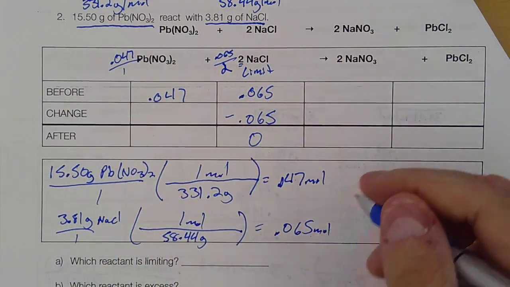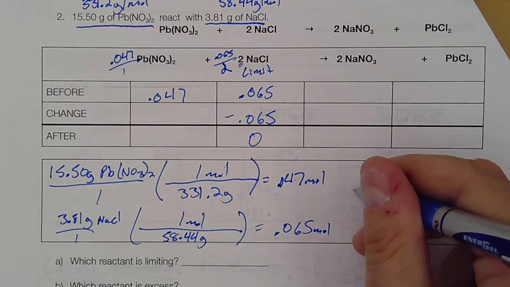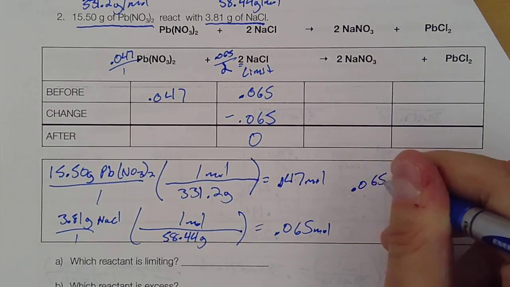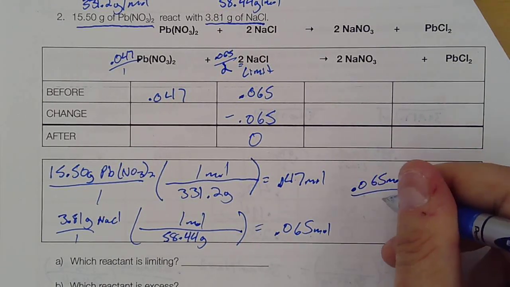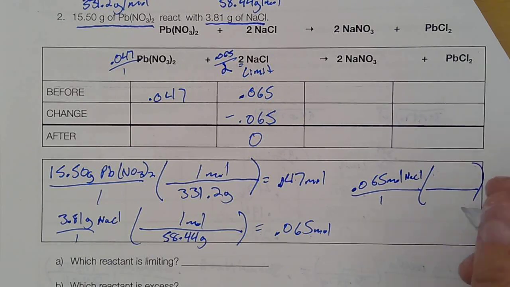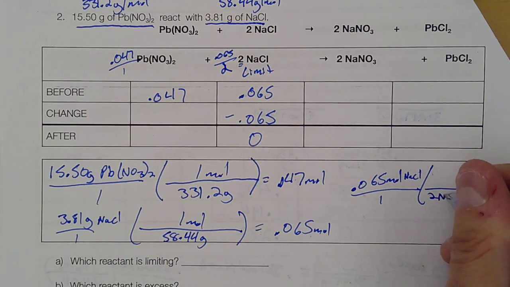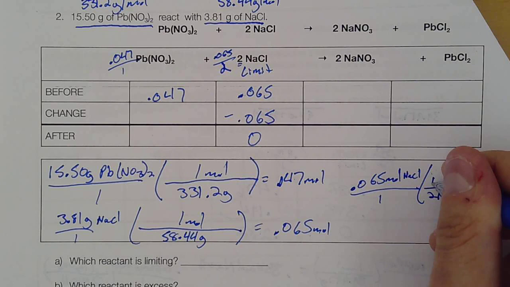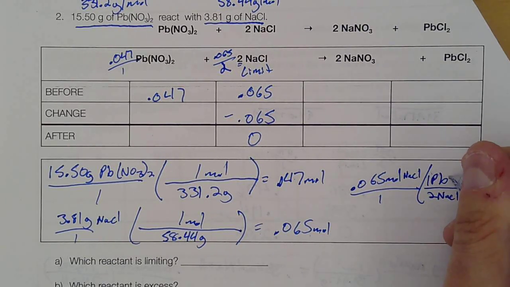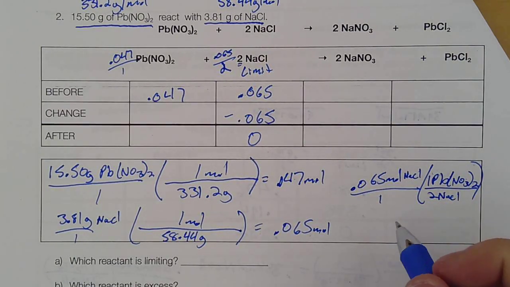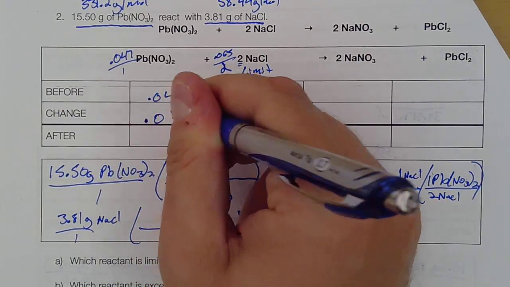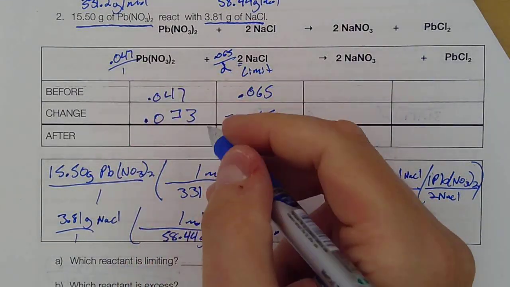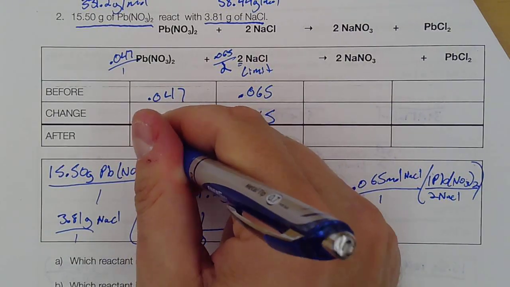Now I have to figure out what goes into this box. That is my 0.065 moles of NaCl. And then we go into our stoichiometry, which is for every 2 NaCl, I have 1 Pb(NO3)2. I put that in, it ends up being that 0.0. We'll round this off. It is a little bit bigger. So once we have that, we can just subtract that. So once we subtract it, it's 0.014.